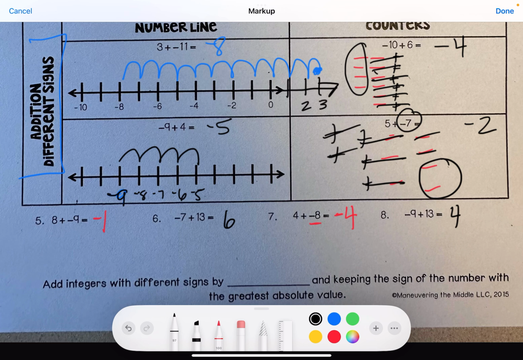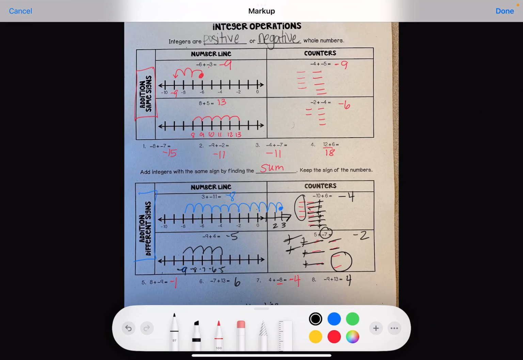Add integers with different signs by blank and keeping the sign of the number with the greatest absolute value. Well, what have we been doing here? We've been subtracting, so that's what the answer is. By subtracting and keeping the sign of the number with the greatest absolute value. Or you could say by finding the difference. Both of those would work. All right, so let's go ahead and go on to the next page, and we'll go over how to subtract.